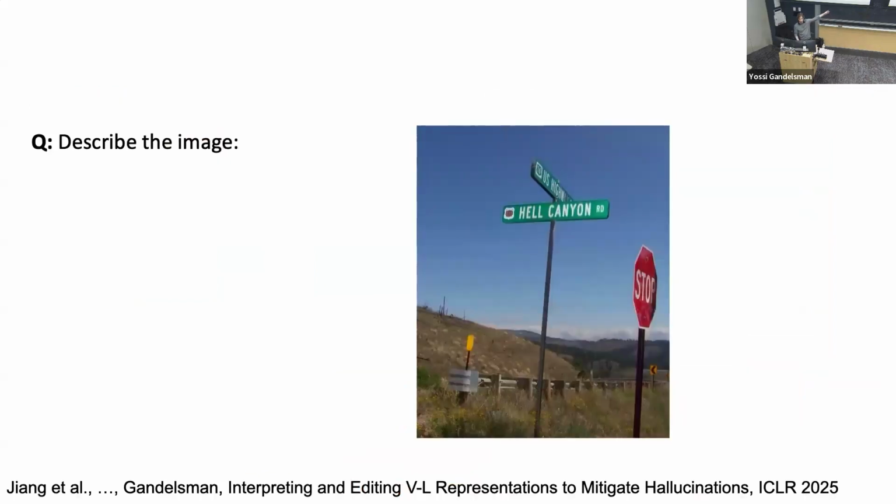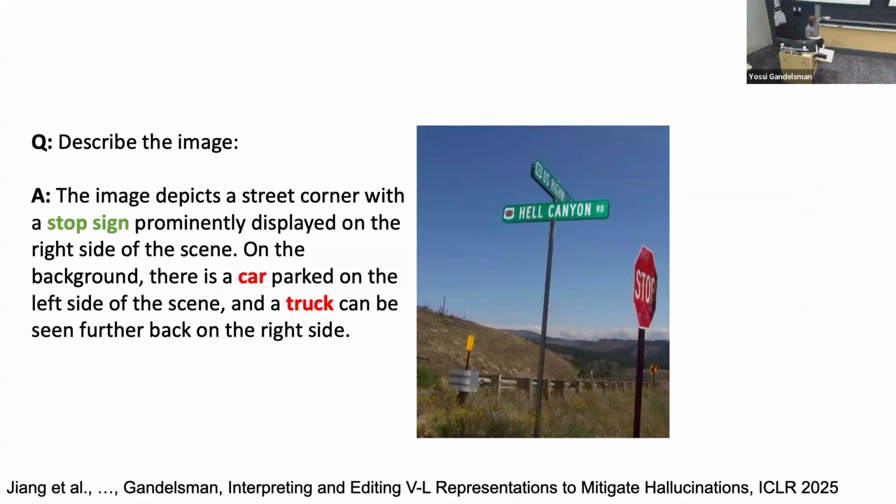Now, if you played with these models, with these types of ChatGPTs and all of that, you probably know that if you try to describe this image and ask the model to describe it, it might fail. It will probably start by saying some good things, an image depicts a street corner with a stop sign, and will tell you about what's in the image space. But at some point, it will start to hallucinate, to tell you about cars and trucks that don't actually appear in the image.